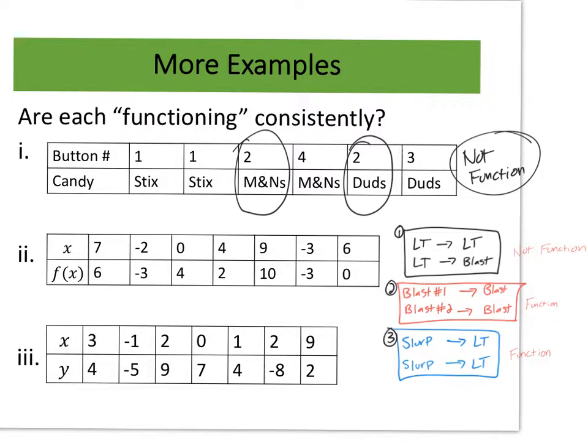Now if I look here at number 2, this second example, the students in my class usually get confused as soon as I throw numbers at them, but think about it this way. I push button number 7 and I get product number 6, and I push button -2 and I get -3. I push button 0, I get 4. I push button 4, I get 2. I push button 9, I get product number 10.